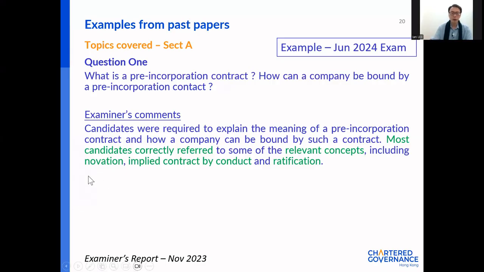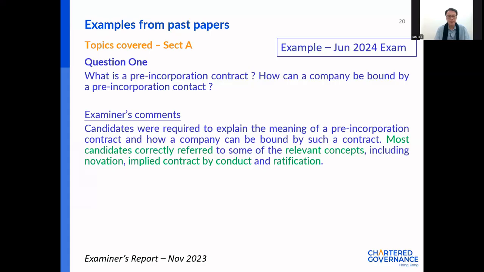Relevant concept is novation. So what is novation? Novation is basically if you have a company that's properly set up and you have a pre-incorporation contract. So the company is not part of that contract yet, but you actually want it to be your contract. So what do you do?